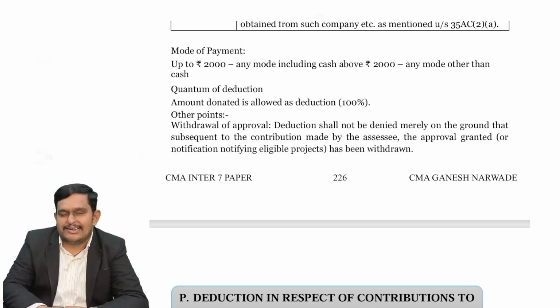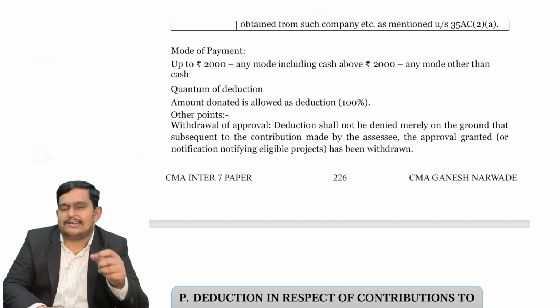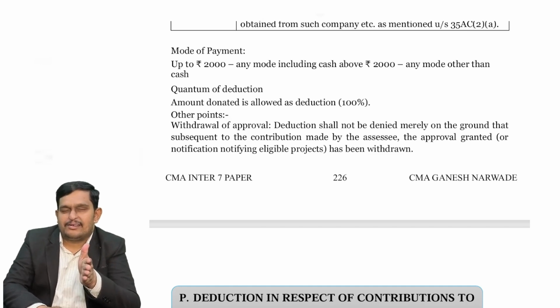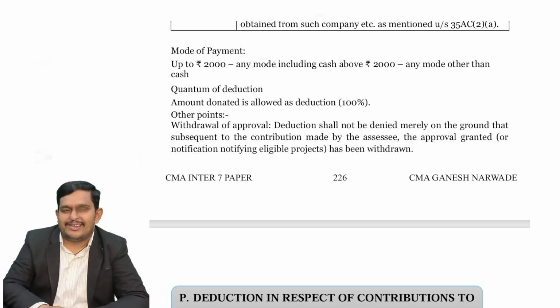So you will still continue to get the deduction. Don't understand it in the wrong sense. You donated, you got the deduction. Later on, the approval was withdrawn. Now your deduction will not be reversed. You will still continue to enjoy that deduction. But after the approval is withdrawn, if you now contribute, you will not get deduction under 80GGA. This way you are supposed to remember.